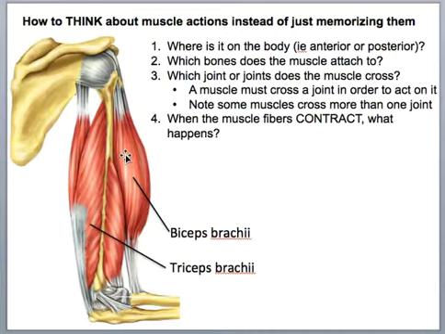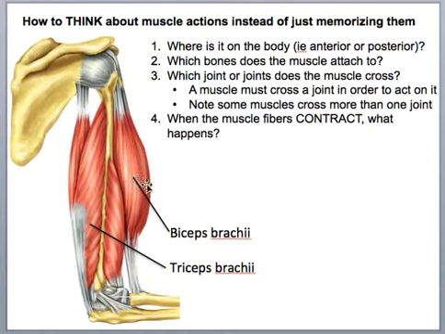So put yourself in anatomical position and look at your biceps brachii. That's going to be the bulging muscle on the anterior side of your arm. Ask yourself, where on the body is this muscle? Is it on the anterior side of the arm, or the posterior side? If it's on the anterior side, it's going to be able to do different actions than a muscle on the posterior side. A muscle on the anterior side of the arm is going to flex the elbow. A muscle on the posterior side of the arm is going to extend.